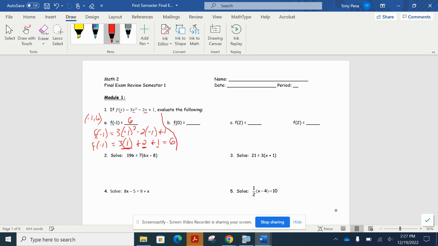If we go to this next one, you're going to let your x's become a 0 now, since f of 0. So f of 0 would equal 3 times 0 squared minus 2 times 0 plus a 1. Again, I'm just using this function to substitute those things in. Zeros typically are pretty nice for a lot of reasons. This would all zero out, this would all zero out, but we do still have that little plus 1 in the back. So f of 0 would be a 1.